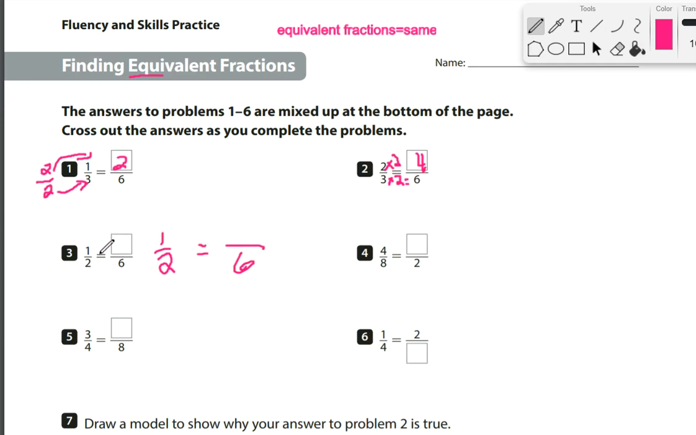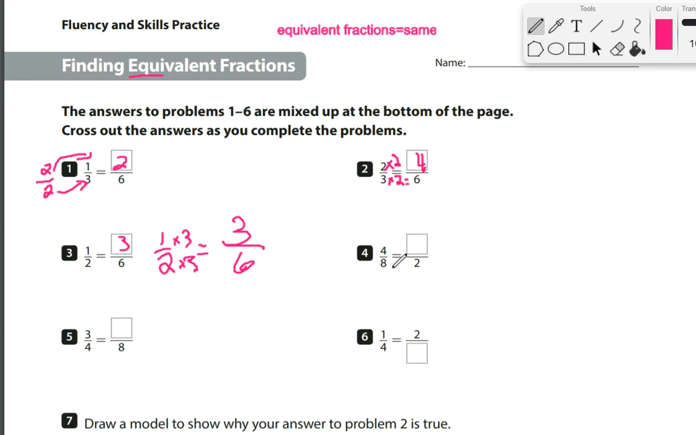All right. We have 1 times something is a mystery. 2 times something is 6. Well, I know that 2 times 3 is 6. If I've multiplied the bottom by 3, I must multiply the top by 3. And 1 times 3 is 3. So the answer is 3/6. 1/2 is equal to 3/6. Remember, 3 is half of 6. So when you're looking for equivalent fractions to 1/2, you can always say, hey, what's half of this bottom number? Always search for half of the denominator.